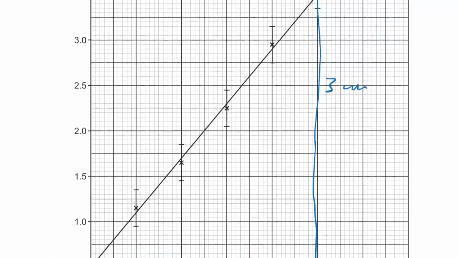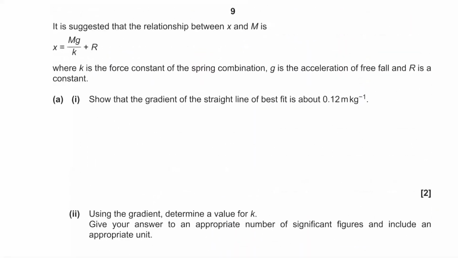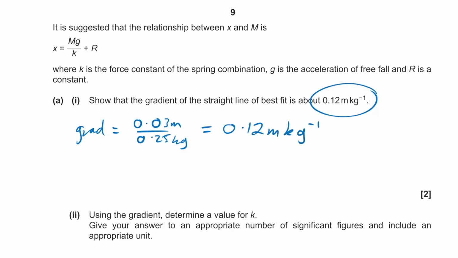So, wait, what? Oh, it's the other way around. Sorry. Oh, it's got meters per kilogram. Ugh, gross. Okay, so the gradient is equal to 0.03 meters divided by 0.25. And so that's essentially the same thing as 0.03 times 4. And so, yes, that does give us 0.12 meters per kilogram. What a weird way of doing it.